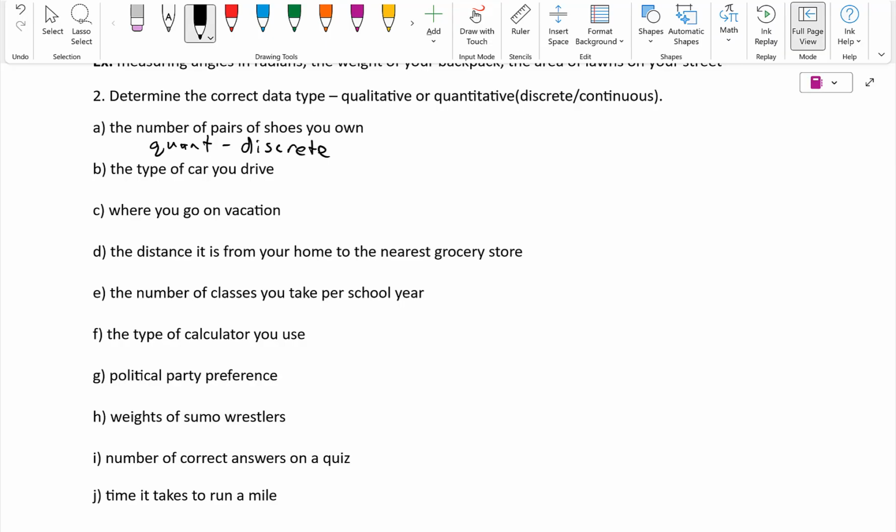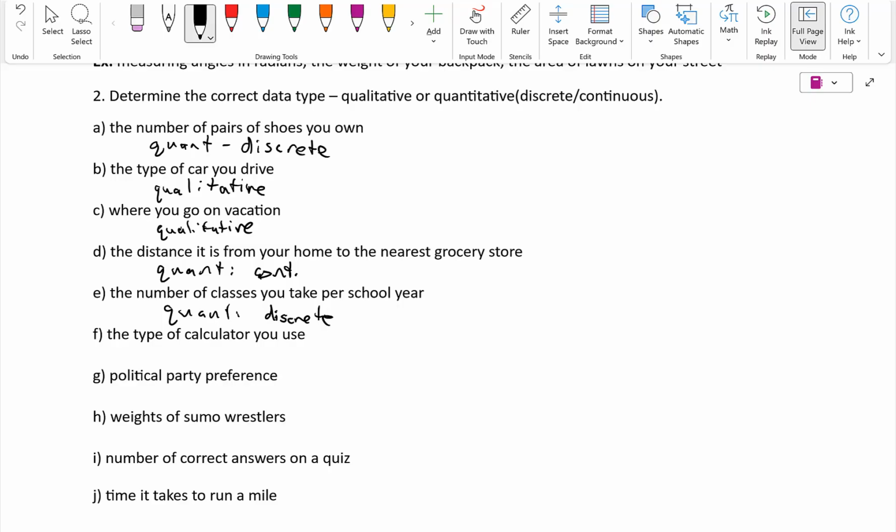The type of car you drive, we're looking at a quality, a type of something. So I guess I can write out all of qualitative. Where you go on vacation, we can say another category or qualitative. The distance it is from your home to the nearest grocery store, since we can measure that distance, it would be quantitative, right? Numerical, and then continuous. The number of classes you take per school year. Again, we're talking about a quantity of something, so we can go with quantitative, right? That number. And then since we could count these up, it would be discrete.